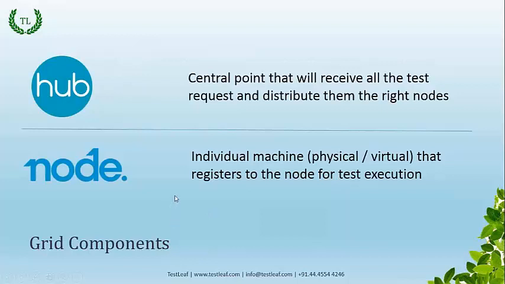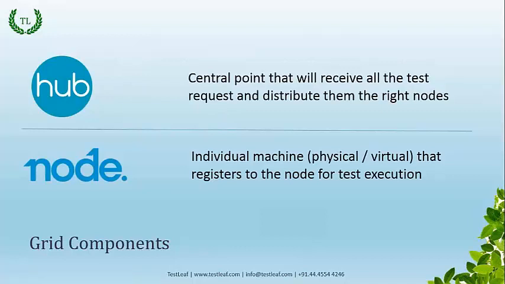The Grid works with two different components. One is called Hub, the other is called Node. So what is a Hub? Hub is a central point, so this will receive all your test requests. Like, for example, a test lead who takes all the inputs and then distributes them to the right nodes.